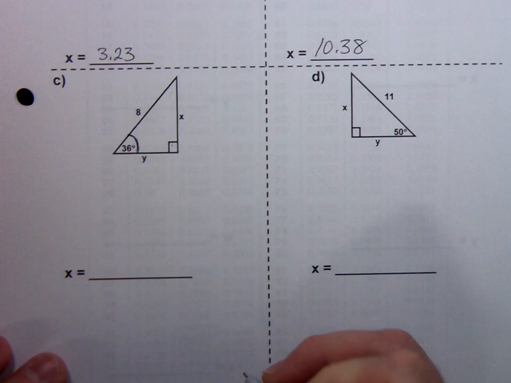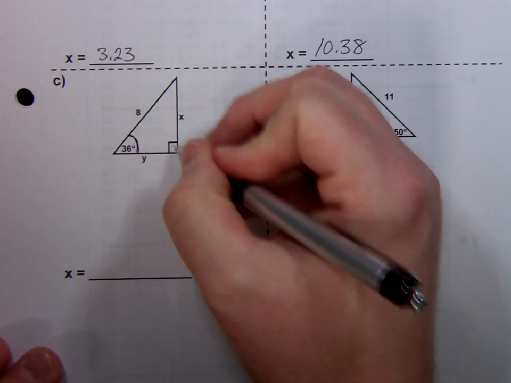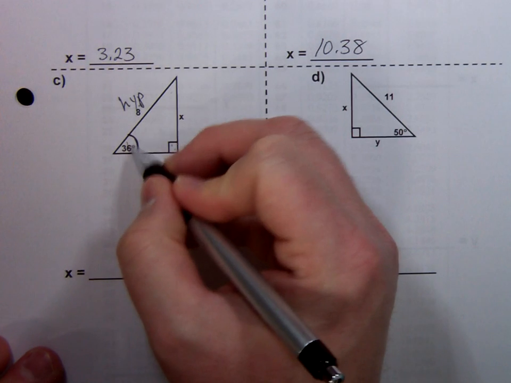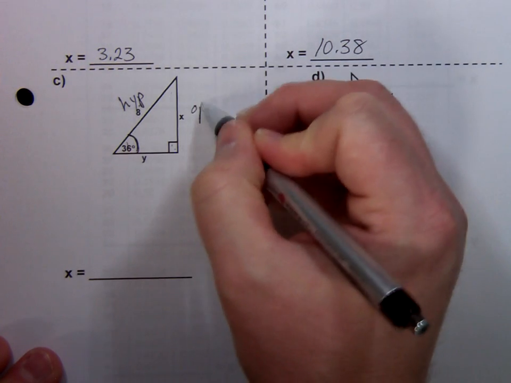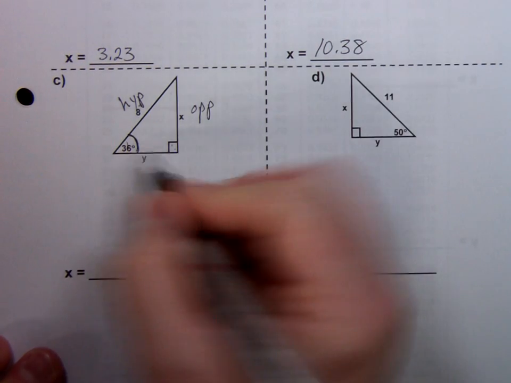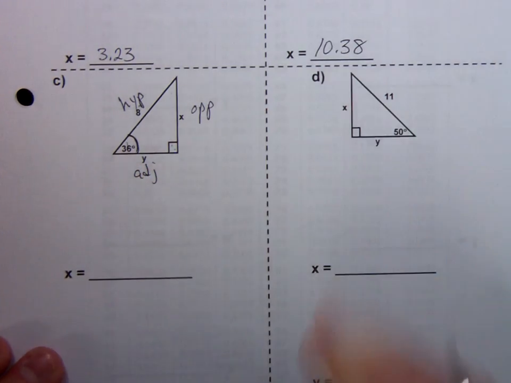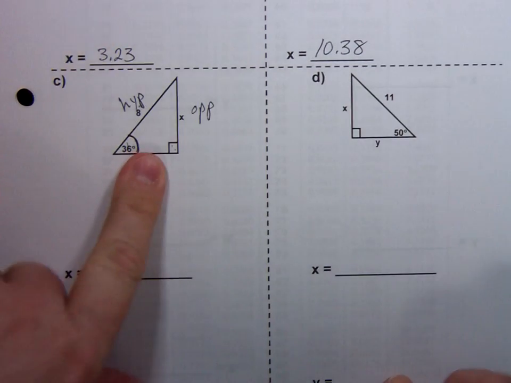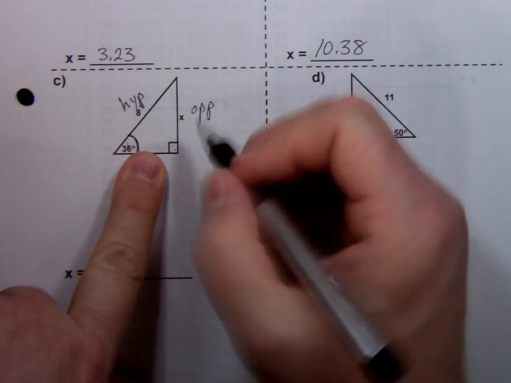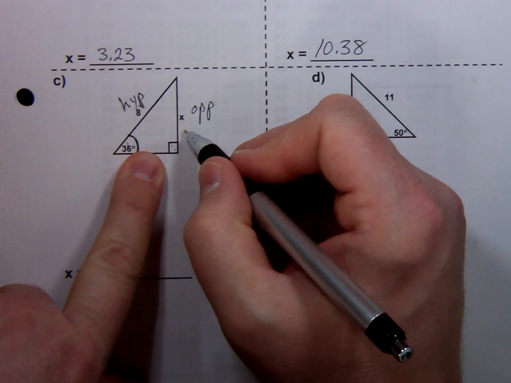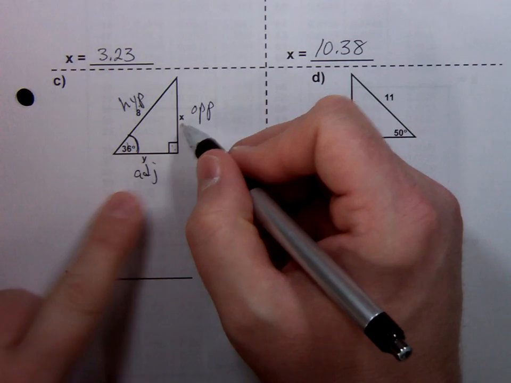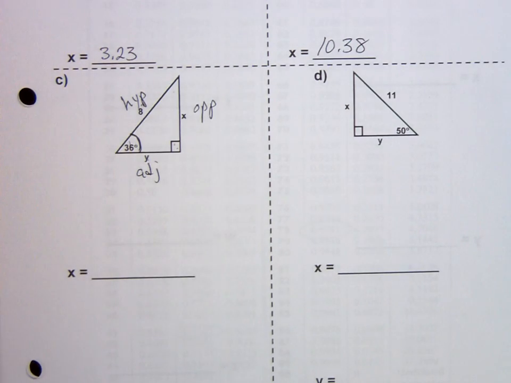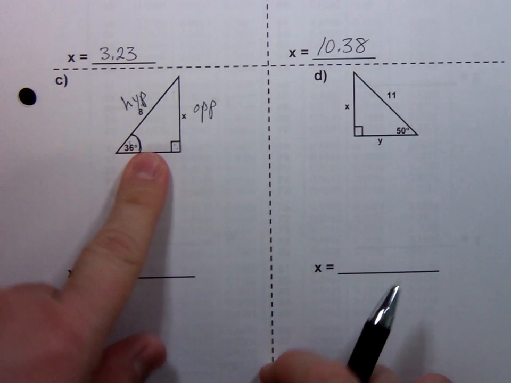I'm going to label the sides. So the hypotenuse is the 8 because it's opposite the right angle. The side opposite the 36-degree angle is x, and that would make y the adjacent side. All right, let's say I'm solving for x. So I need to use the side I've already been given, and I need to use the x. Can't solve for x unless it's part of the equation. And I don't want to put y in the equation because I don't want two variables in the same equation. I can only solve for one variable at a time. So I'm going to act like this isn't even here right now.